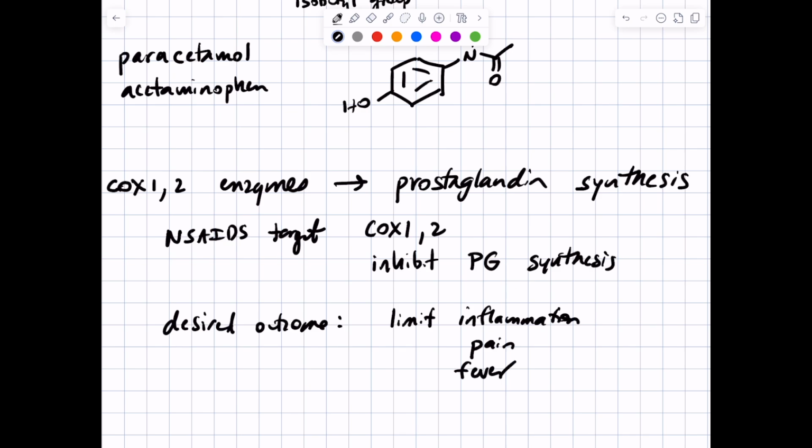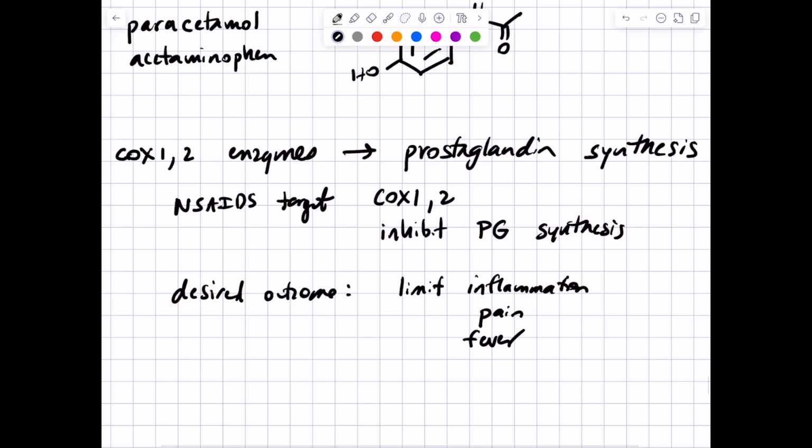Some of the side effects, however, can be, and sometimes these side effects are actually desired. So you're going to limit platelet aggregation. So that can lead to undesired bleeding.